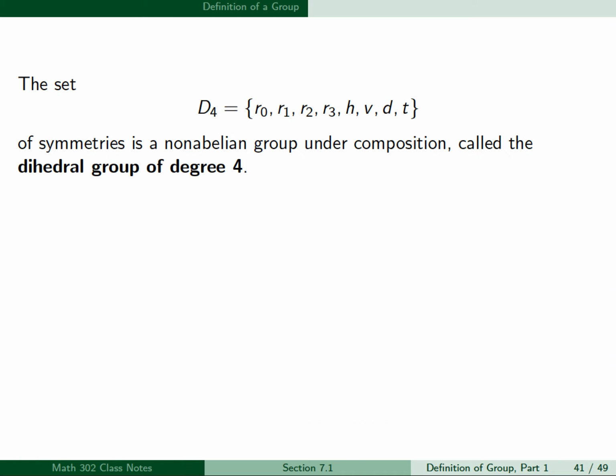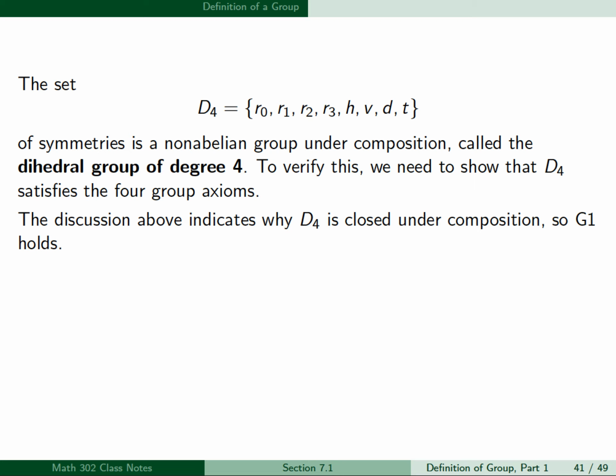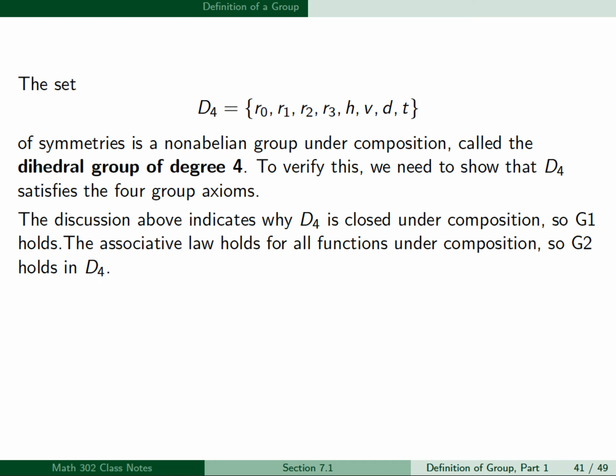Now the set D4 of our 8 symmetries is a non-abelian group under composition, and it's called the dihedral group of degree 4. To verify this, we need to show that D4 satisfies the 4 group axioms. Now, the discussion above indicates why D4 is closed under composition, so G1 holds. So if we apply first one symmetry followed by a second symmetry, the result will be another symmetry. The associative law holds for all functions under composition, so G2 holds in D4. The rotation by 0 degrees, R sub 0, is an identity element, so G3 holds.